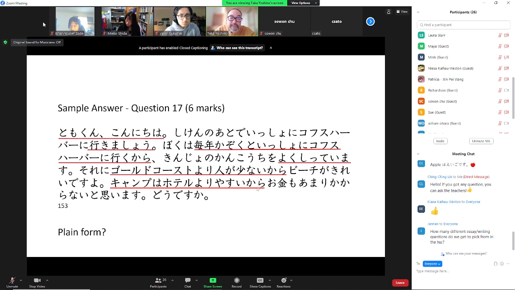Okay, and I'm using color and some of the grammar structures and vocabulary. 観光地, the sightseeing spot.